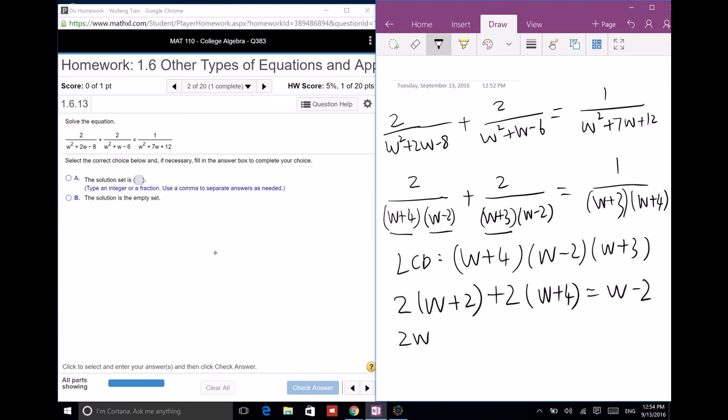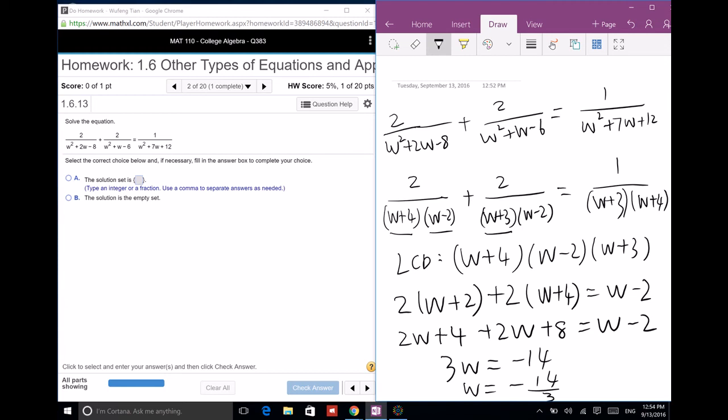So 2w plus 6 plus 2w plus 8 equals w minus 2. Simplify: 2w plus 2w is 4w, minus 1w is 3w. Then 6 plus 8 is 14, shift to the other side, so it's negative 14 minus 2, which is negative 16. So w equals negative 16 over 3.